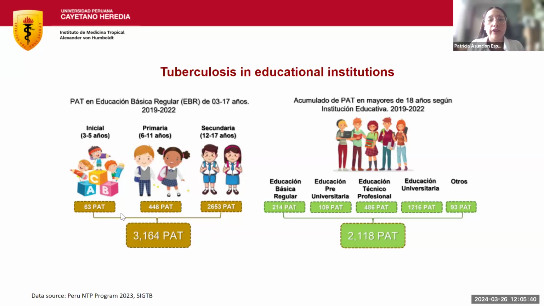You can see in this graph that around 3,000 children are diagnosed with active TB, as well as people above 18 years, around 2,000 people with active TB. So it's really important, if they're in an educational institution, to detect a first index case. It's important to create prevention strategies so that the disease does not spread more in that institution.